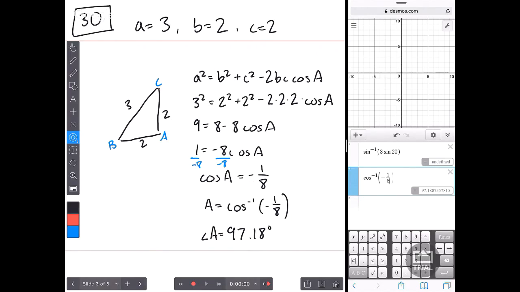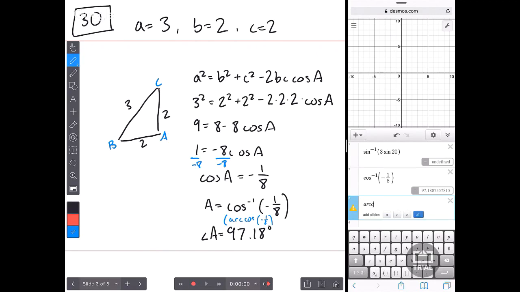Oh, inverse cosine. Cosine to the negative 1. Yes, that is inverse cosine. We could write it arc cosine. Would that make it better? We could say this was arc cosine of negative 1/8. Desmos even knows what that means. Arc cosine of negative 1/8. Cool. Angle A, 97.18 degrees.